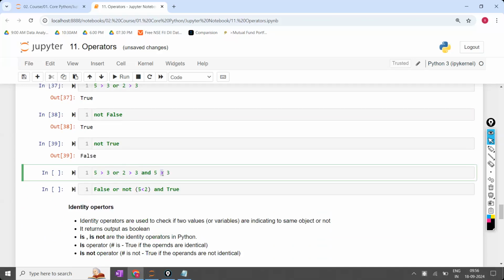Now, here you have one comparison operator, logical operator, comparison operator, logical operator, and again a comparison operator: 3 comparison operators and 2 logical operators. Which one has to be given top priority? Comparison operator. 5 greater than 3, what is the output? True. Write this one. Then or, next one, 2 greater than 3: false. And 5 greater than 3: true. You have it like this.